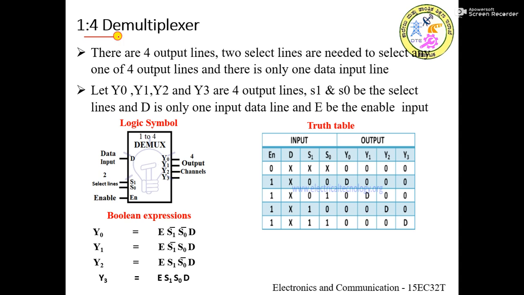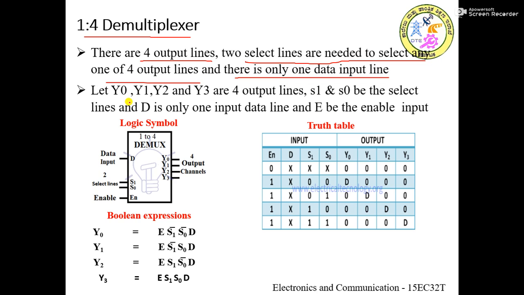Next we shall see another variant, that is the 1:4 demultiplexer. As the name itself indicates, this is a system which consists of one data input line, four output lines, and two select lines to select one among the four data output lines. The same thing is written here. There are four output lines and two select lines are needed to select any one of them, and there is only one data input line.